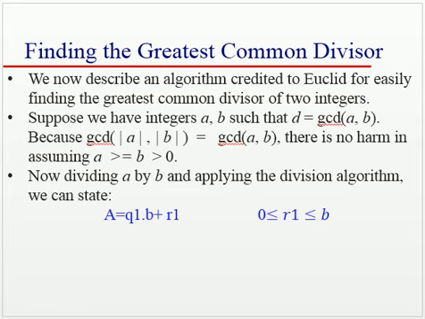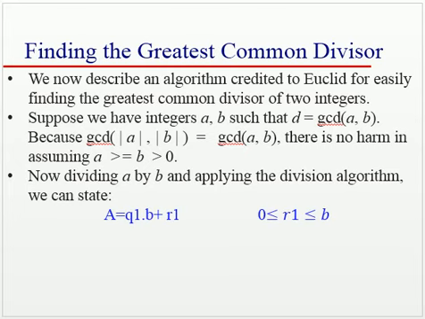Now we discuss finding the greatest common divisor, and for that we are going to discuss one algorithm which is credited to Euclid. This is the simplest way to find the greatest common divisor.